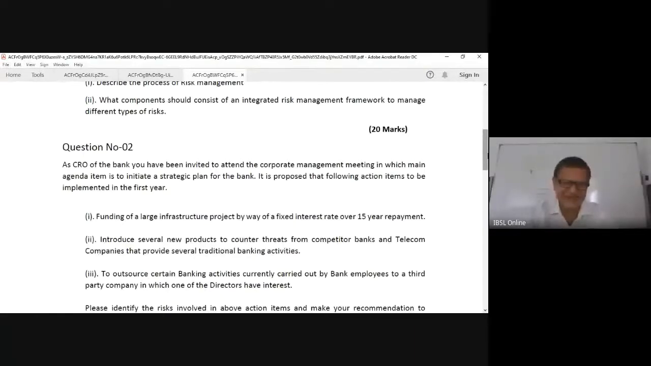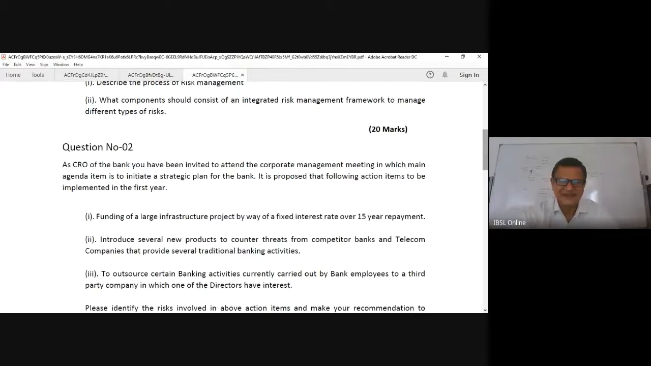The second one is to introduce several new products to counter threats from the competitor. Now we have on the board the strategic risks. So this is the strategic plan. A strategic plan means you decide your clientele. You also decide how you compete with your competitors. So the first one is you make a decision to select a client who is involved in an infrastructure project, and that person needs a large amount of money, and is also proposing to pay in 15 years.